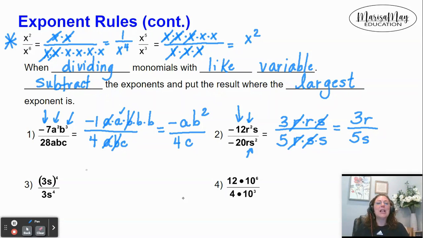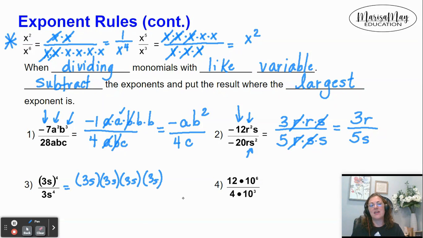All right, friends, let's look at number 3 then. A little tricky because now we go back to our power to a power rule where we've got to rewrite that parentheses, and it looks like I'm going to rewrite it 4 times. So I've got 3s times 3s times 3s times 3s, and then on the bottom, I've got 3, and then I've got s times itself 4 times. So s times s times s times s.